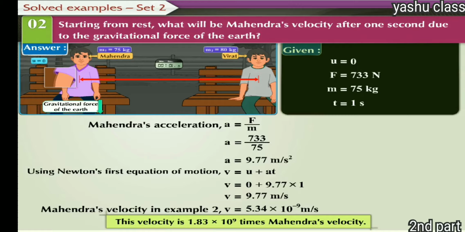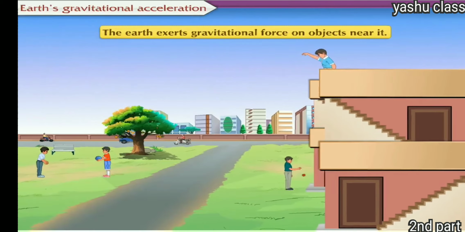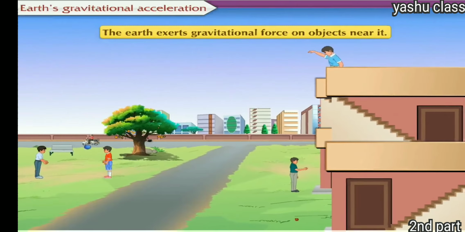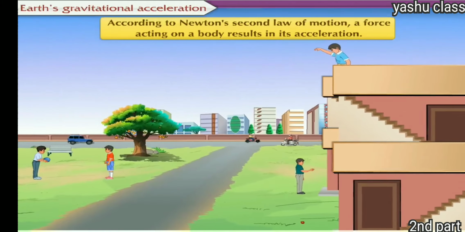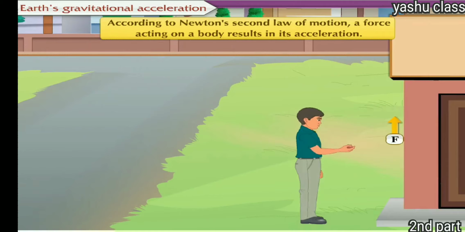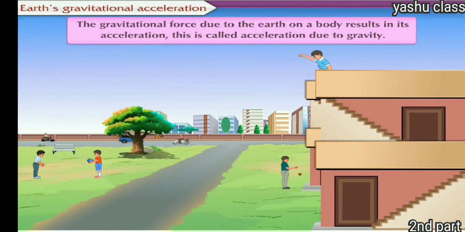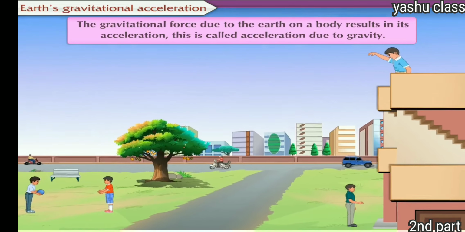This velocity is 1.83 into 10 raised to 9 times Mahendra's velocity. Come, let us now proceed to the next part. Gravitational acceleration. The Earth exerts gravitational force on an object near it. According to Newton's second law of motion, a force acting on a body results in its acceleration. Thus, the gravitational force due to the Earth on a body results in its acceleration. This is called acceleration due to gravity, and it is denoted by letter small g.